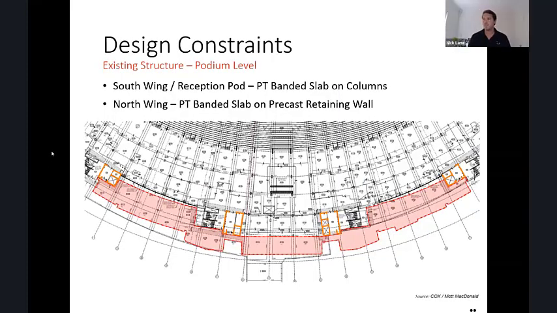So where we started with the existing structure, we looked at exactly the overlay of the hotel, as you can see here on the existing structure. So to the south, just to the left of screen, there's an existing post-tension band beam slab, which spans onto columns and onto a retaining wall to the edge. And then to the northern wing, we've got a bit of a shorter retaining wall and some band beams as well. So we're relatively limited, I guess, in where we could land the vertical structure from the hotel. And then similarly for the reception pod as well, it's sitting above some existing band beams as well. Next slide, please, Adam.